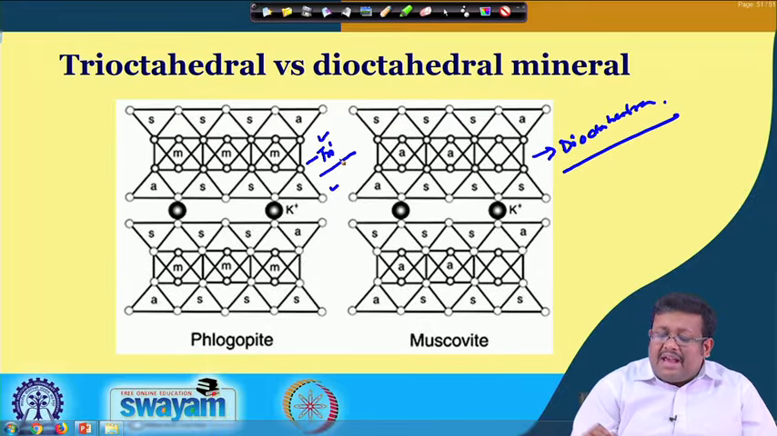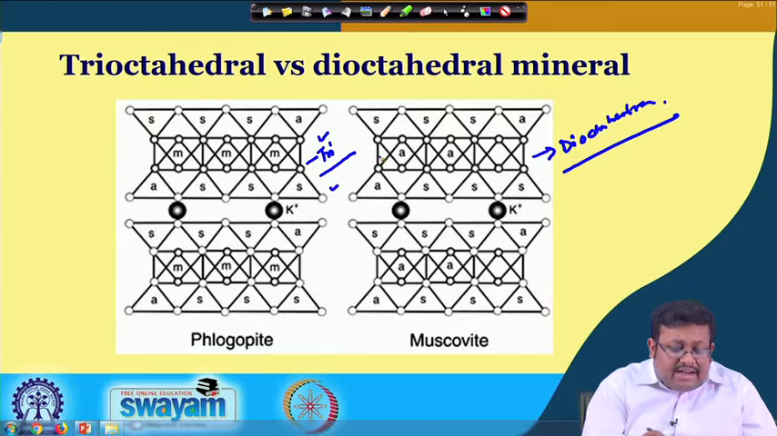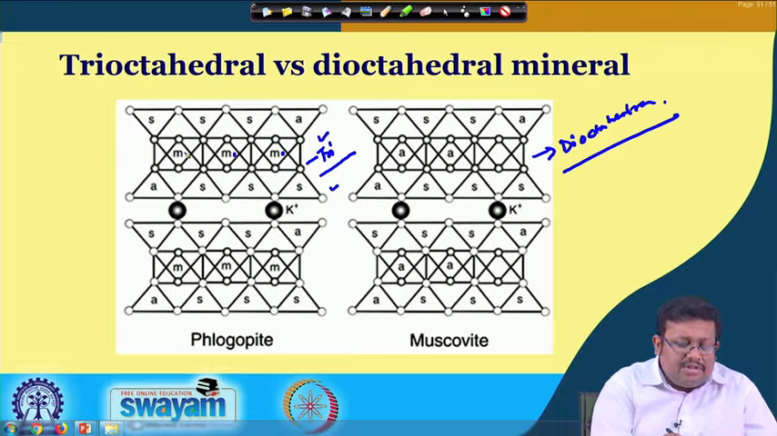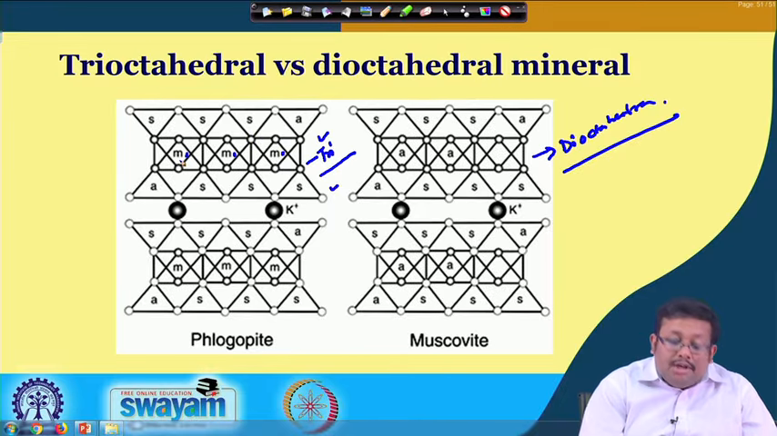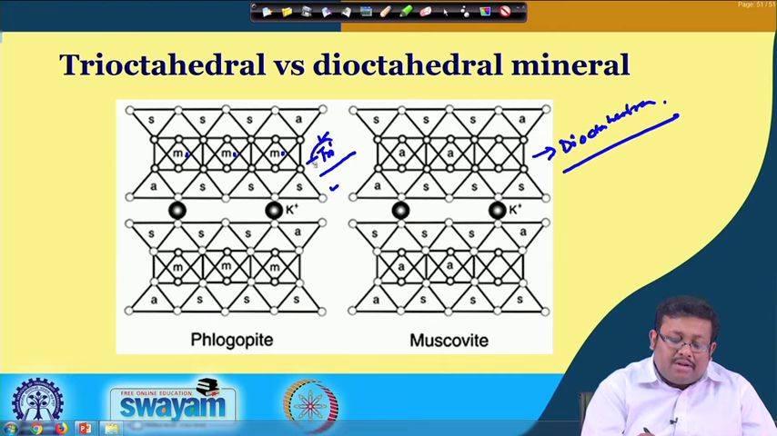Okay. Now, trioctahedral and dioctahedral. Why are we calling it trioctahedral? Because you see, there are 3 octahedral positions. This one is the first octahedral position, this one is the second octahedral position, this one is the third octahedral position. So, when all 3 octahedral positions are filled with cations, then we will call it trioctahedral.